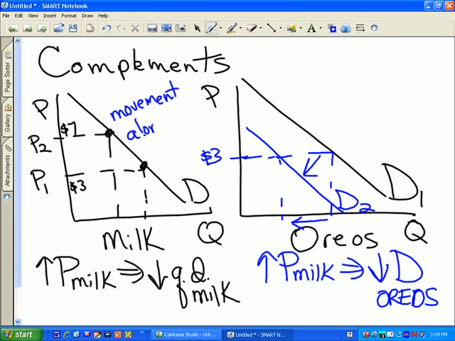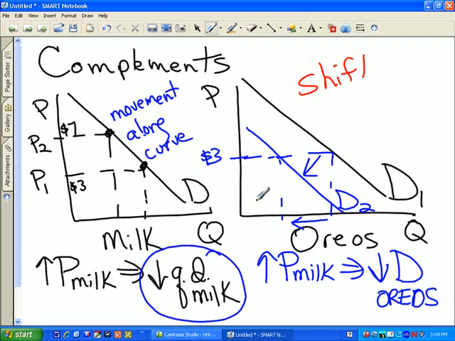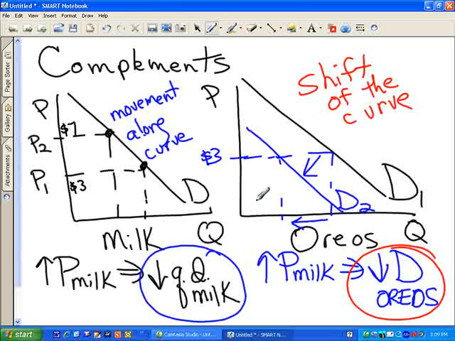It is a change in the quantity demanded. This one over here is a shift of the curve, and it is a change in the demand. Okay, so that's our example with complements.